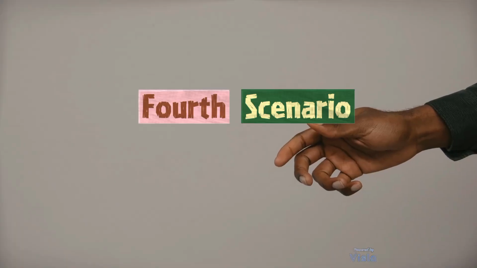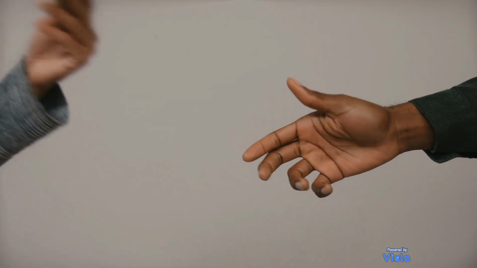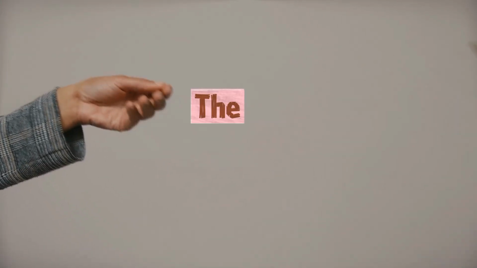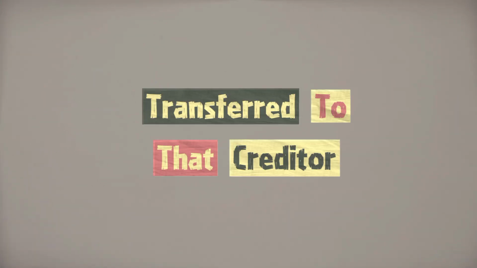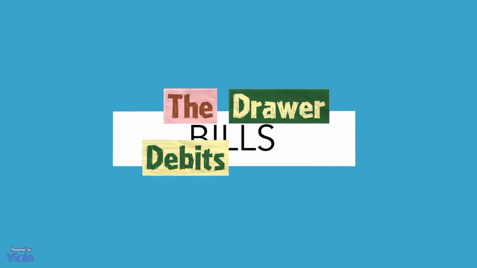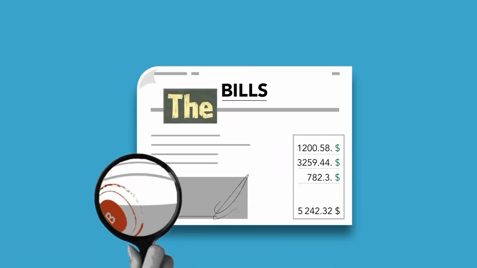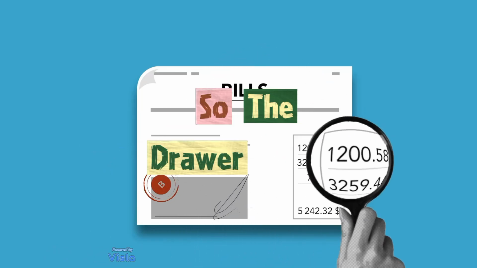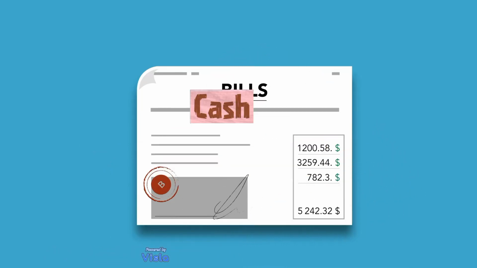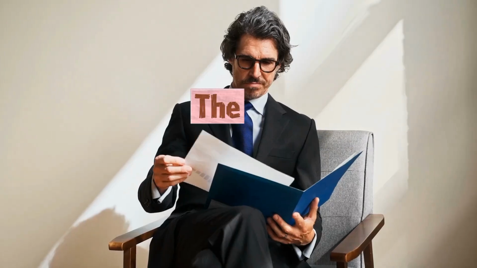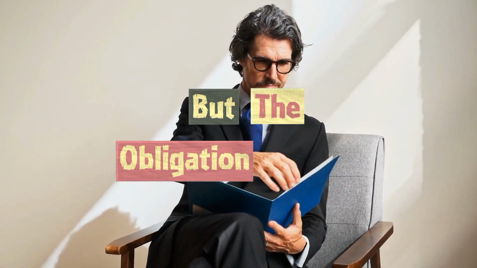Fourth scenario, endorsement to a creditor. If the drawer owes another supplier, the bill can be transferred to that creditor. The drawer debits creditor and credits bills receivable. On the maturity date, the drawee still pays the holder, so the drawee debits bills payable and credits cash or bank. The bill has moved, but the obligation remains.